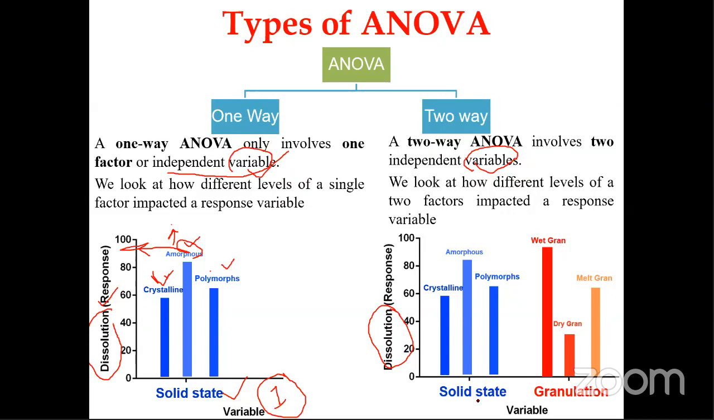Now we are talking about two-way ANOVA. Once again, solid state and the granulation technique. So for the preparation of the same albendazole tablet, I am taking wet granulation, I am doing dry granulation, I am doing melt granulation techniques. So wet granulation is giving more dissolution. So obviously what I am doing is I am just studying each and every factor which I am taking, what is its effect on dissolution. Now that is about one-way and two-way ANOVA.